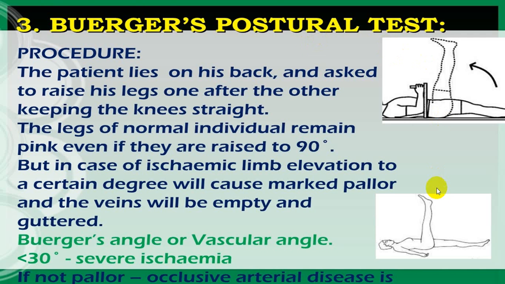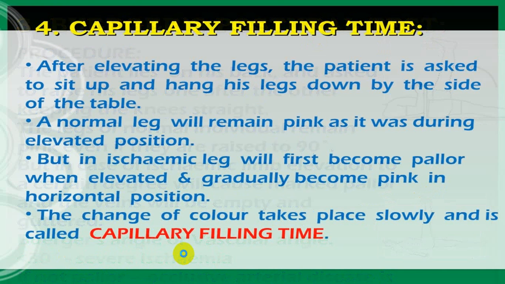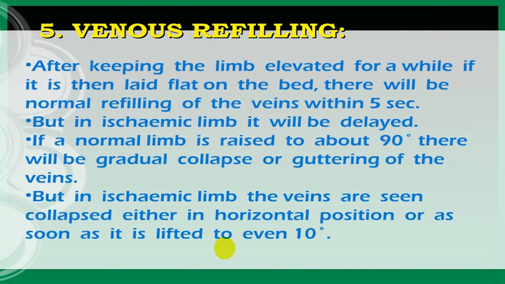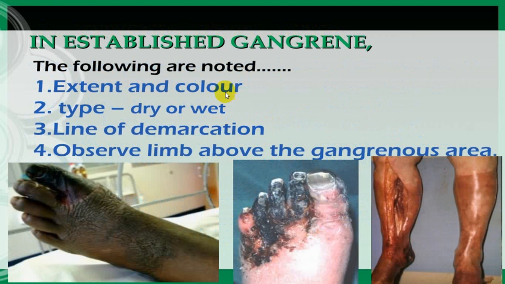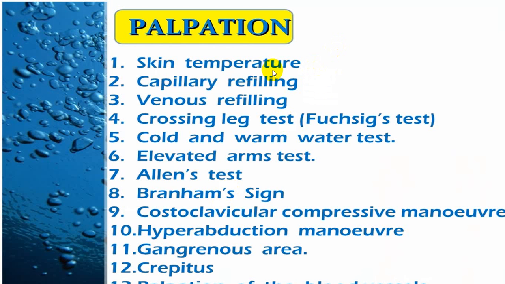This is Buerger's postural test. When you are elevating the limb, note at what level the pallor appears. If it is less than 20 degrees, it is severe peripheral arterial disease. Look for capillary refilling time. If capillary refilling time is prolonged, it is a sign suggestive of limb ischemia. Venous refilling time will tell you the venous involvement. Look at the different changes like changes in the skin color, dry or wet, line of demarcation. Particularly this will help you to identify arterial and venous gangrene, and also infected gangrene, like in case of diabetes mellitus.